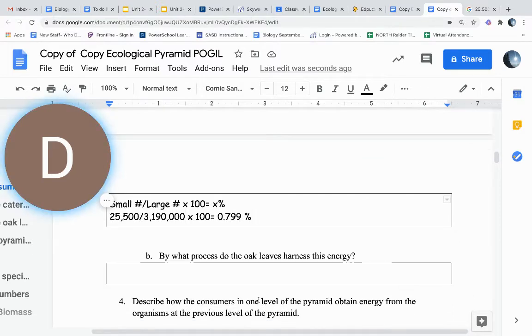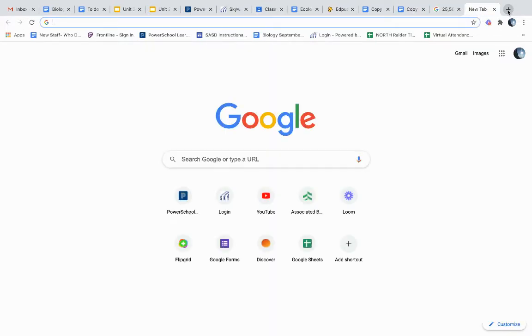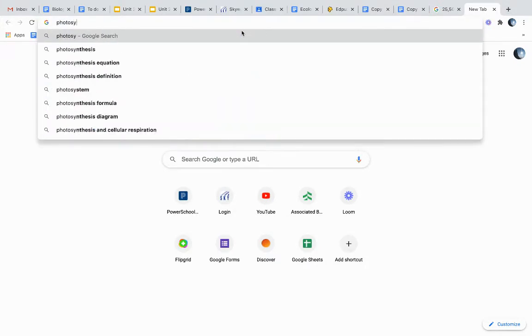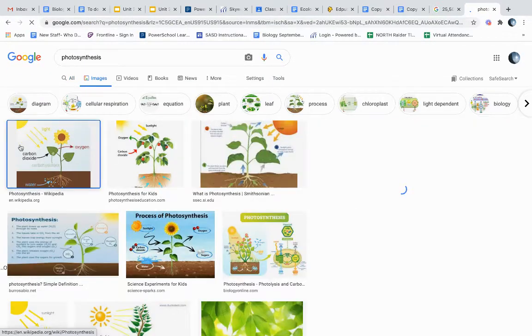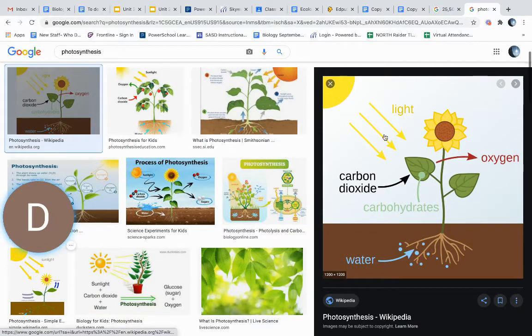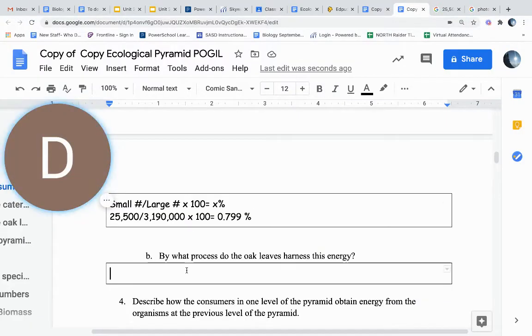Okay, by what process do the oak leaves harness this energy? So think about what we have talked about in the past and what you would learn greatly about if you take botany. So the process of photosynthesis is what that is going to be. So recall photosynthesis. Plants take in light, they take in water and CO2, and they produce oxygen and sugars. So that process is going to be called photosynthesis. You've probably heard of that process before. In Latin, we could break that down to photo, meaning light, synthesis, meaning creation of energy through light.